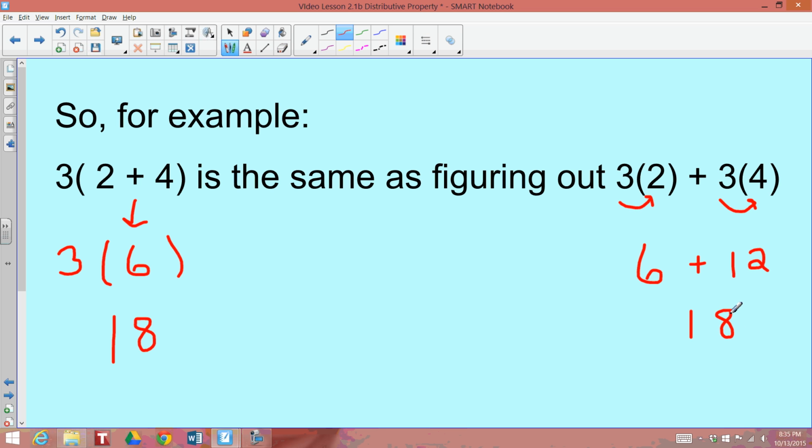So we just proved that we can rewrite certain situations using the distributive property, and we'll get the same answer, which is really going to help you, particularly in algebra.